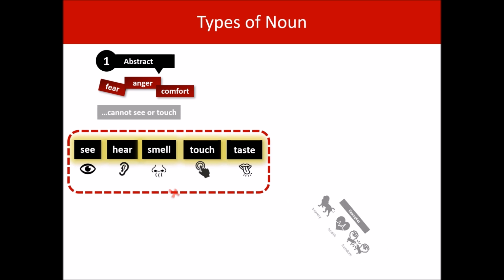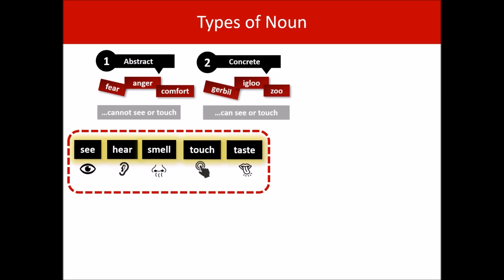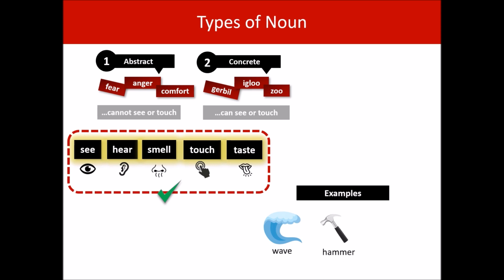Let's just get rid of those. Because number 2 is concrete nouns. And these are ones that you can see, hear, smell, or touch, or taste. For example, a wave. You can see it, you can hear it, you can smell it, you can touch it, you can taste it. A hammer. You can certainly see a hammer and touch it. Or a lobster. Again, it's something perceivable by one of your 5 senses.